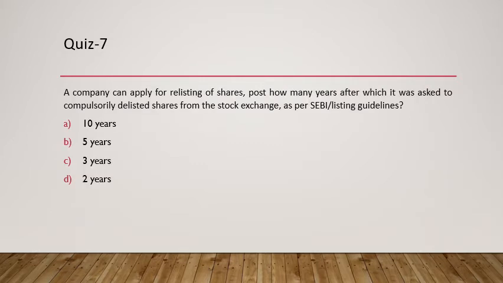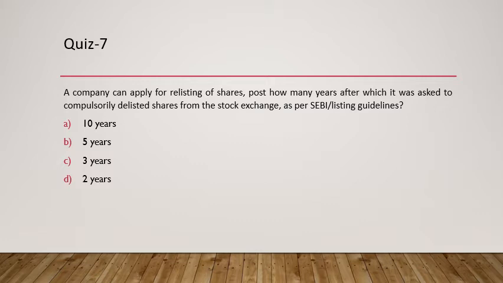We move on to question number 7. A company can apply for relisting of shares, which means once a company has delisted its shares. There are two ways in which a company can delist its shares. One is voluntary and second is compulsory. So if a company can apply for relisting of shares post how many years after it was asked to compulsorily delist shares from the stock exchange as per SEBI listing guidelines. So if you are a company which has not followed the guidelines and you have been forced to delist, then after how many years can you relist?